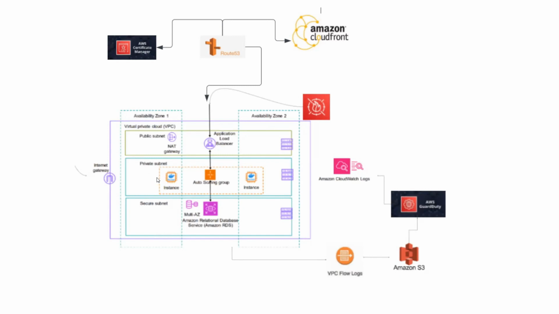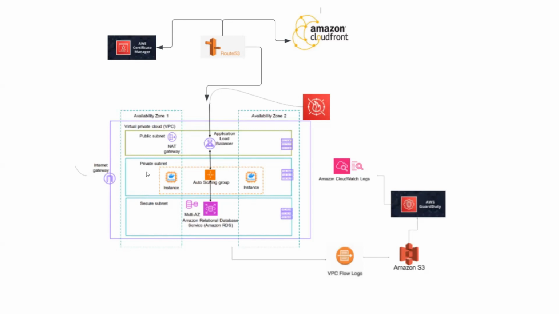If you want to access this private subnet instance, you need to access it through a Bastion host or SSM agent. That is the thing. And in the private subnet, you will have an auto scaling group to scale these instances. You will define how many instances need to be scaled. Okay, let's get into the secure subnet.